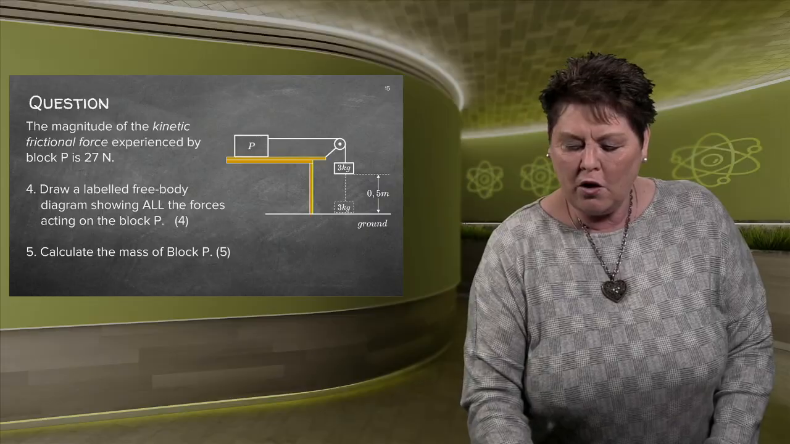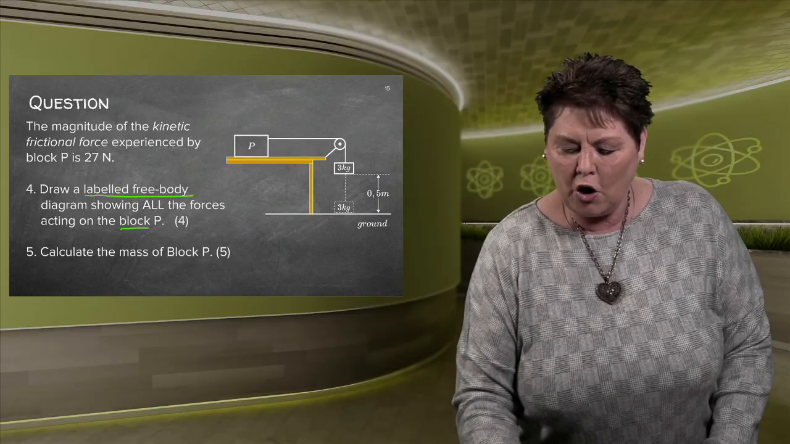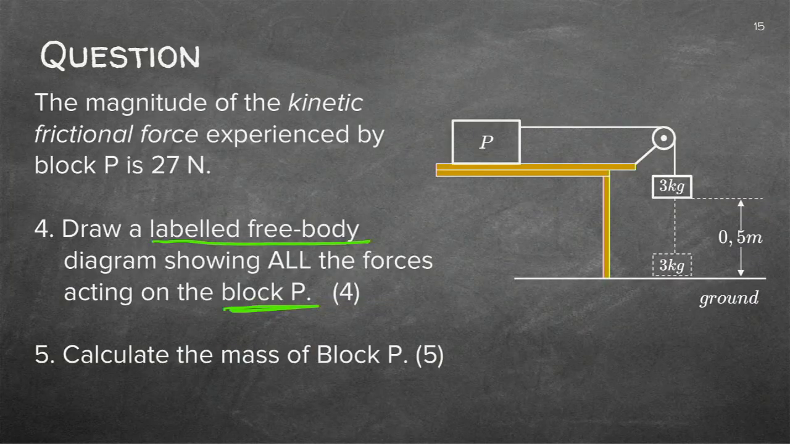They asked me to draw a free body diagram for block P. Block P, remember they said I've got friction. So I've got friction to that side. I've got the tension to that side. I've got the normal force upward. And I also have the gravitation downward. That is a quick way of doing a free body diagram. Let's quickly have a look.